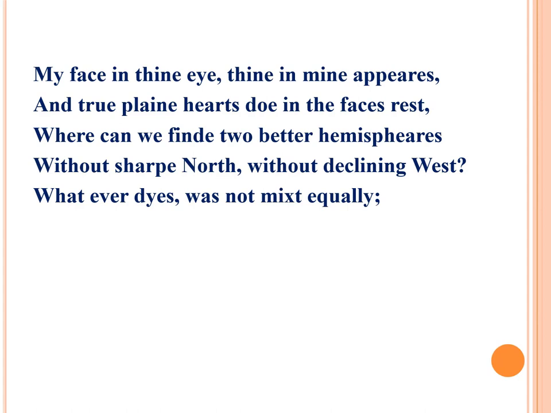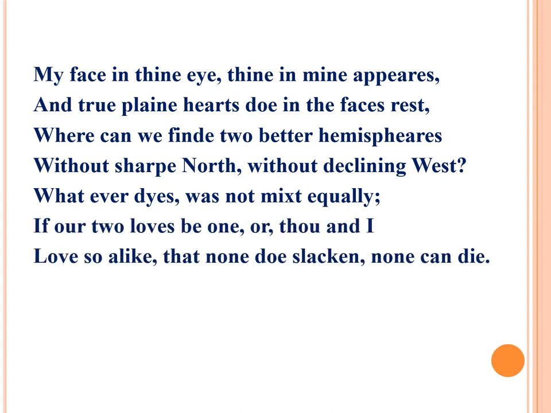Then the two plain hearts though in the face rest. Where can we find two better hemispheres? This is another metaphysical conceit you have seen. Without sharp north, without declining west. What does that word mean? Without north, sir. Why has he mentioned that north? North is the cold side. Cold. And without declining west means death. Yeah, declining west means the sun is declining, setting. It indicates what? Death. So until death, until our body freezes, our love will be the same.